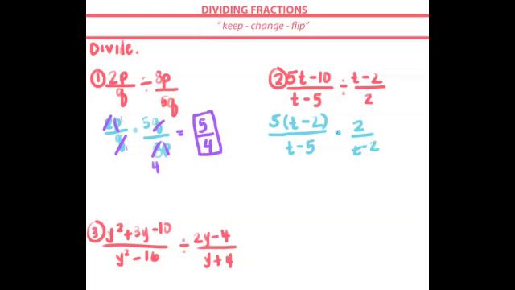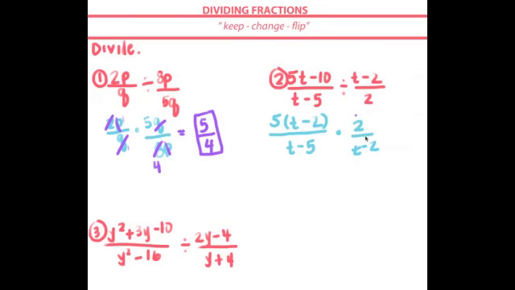Okay, so I've kept, changed, and flipped, and let's start canceling things out here. Remember, you have to have a top and bottom combination. And looking at this, your gut reaction might tell you, here in the second fraction, to take this 2 and that 2 and cancel it out.